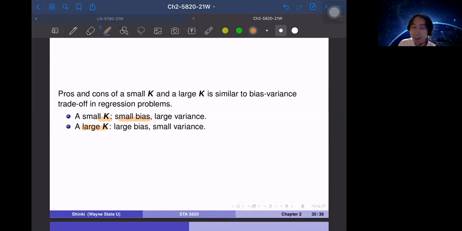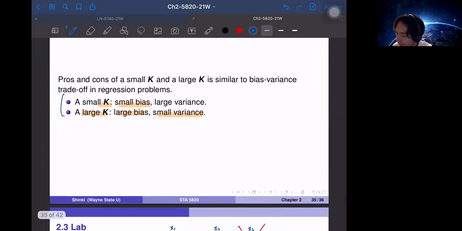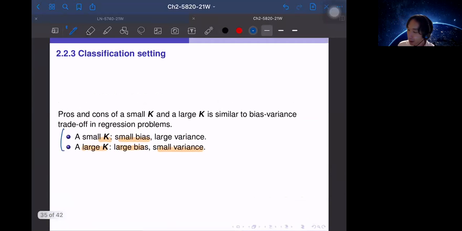And large k, so we take the average of many observations. So smaller variance, more stable result, but the bias is large because we sometimes pick up observations far from the new observation. So we can express this situation as the bias-variance trade-off. Okay, so this is chapter 2.